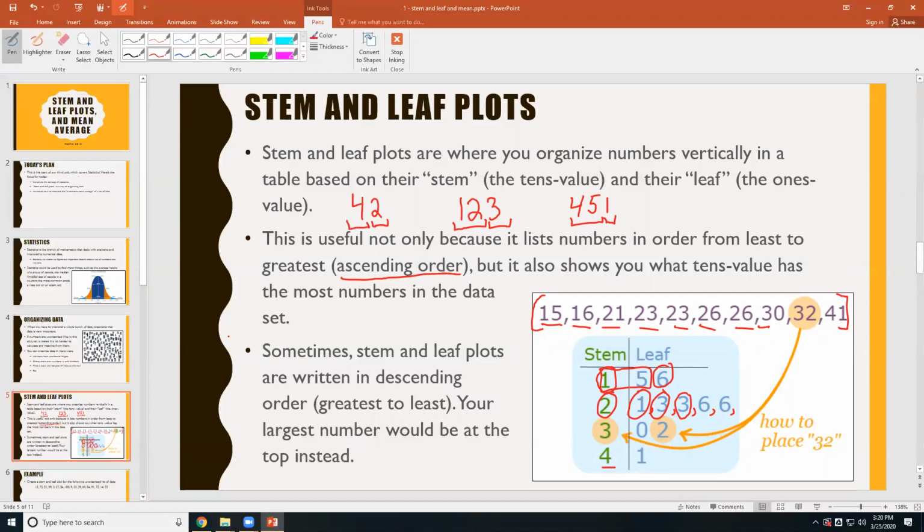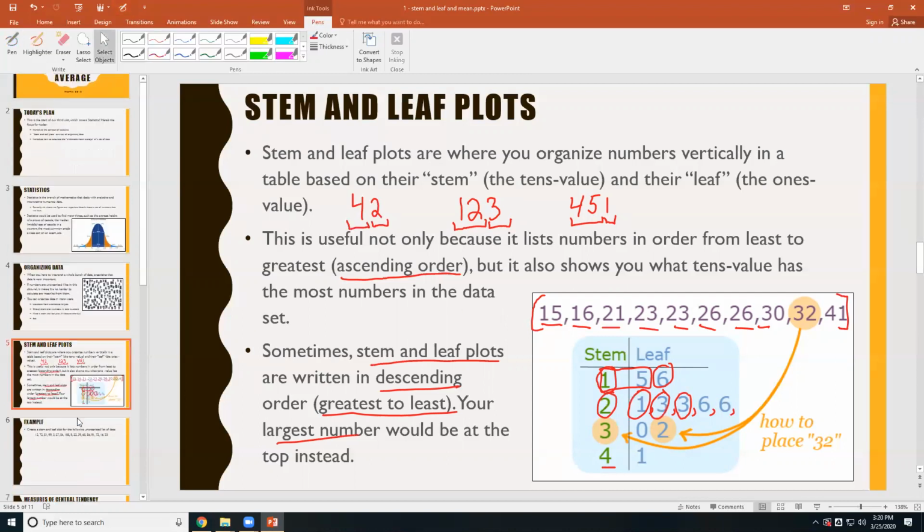Now, sometimes stem and leaf plots are also written in descending order, which is another way of saying from greatest to least. Descending means going down, right? So you're starting at the top, the greatest number, and you're going down. This will look exactly the same, except your largest numbers are at the top instead, right? So you just kind of flip the stem and leaf plot around. Personally, I don't see a use for it, but you might encounter some questions that ask you to make a stem and leaf plot in descending order, so you just have to flip it around.